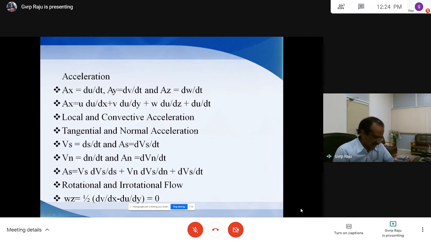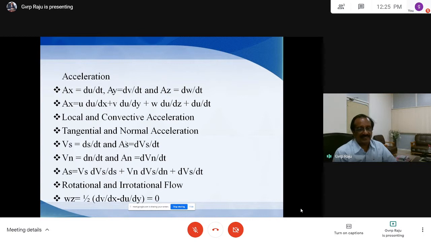Then tangential and normal acceleration. Consider the velocity in the tangential direction, the velocity in the normal direction, the acceleration in the tangential direction, and the acceleration in the normal direction. So for velocity in the tangential direction, the distance moved by the particle in a time dt is ds. So ds by dt is the velocity in the tangential direction, limit dt tends to 0. And velocity in the normal direction is, limit dt tends to 0, dn by dt.